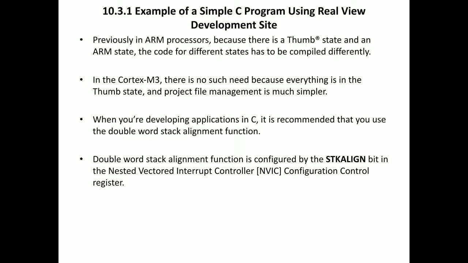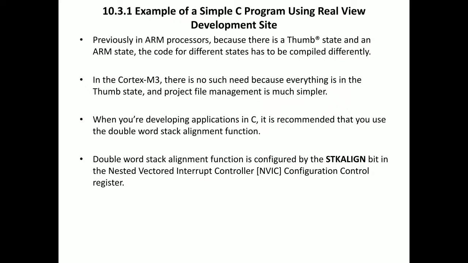Earlier ARM microcontrollers were using the Thumb state. Now we are using Cortex-M3 Thumb-2 technology. When we are using Thumb-2 technology, it's very helpful, because we get the double word stack alignment function. Double word means a larger size. Thumb was 16-bit, Thumb-2 is 32-bit. We'll be using the double word stack alignment function in our program under the name STKALIGN. STK means stack, ALIGN means alignment.